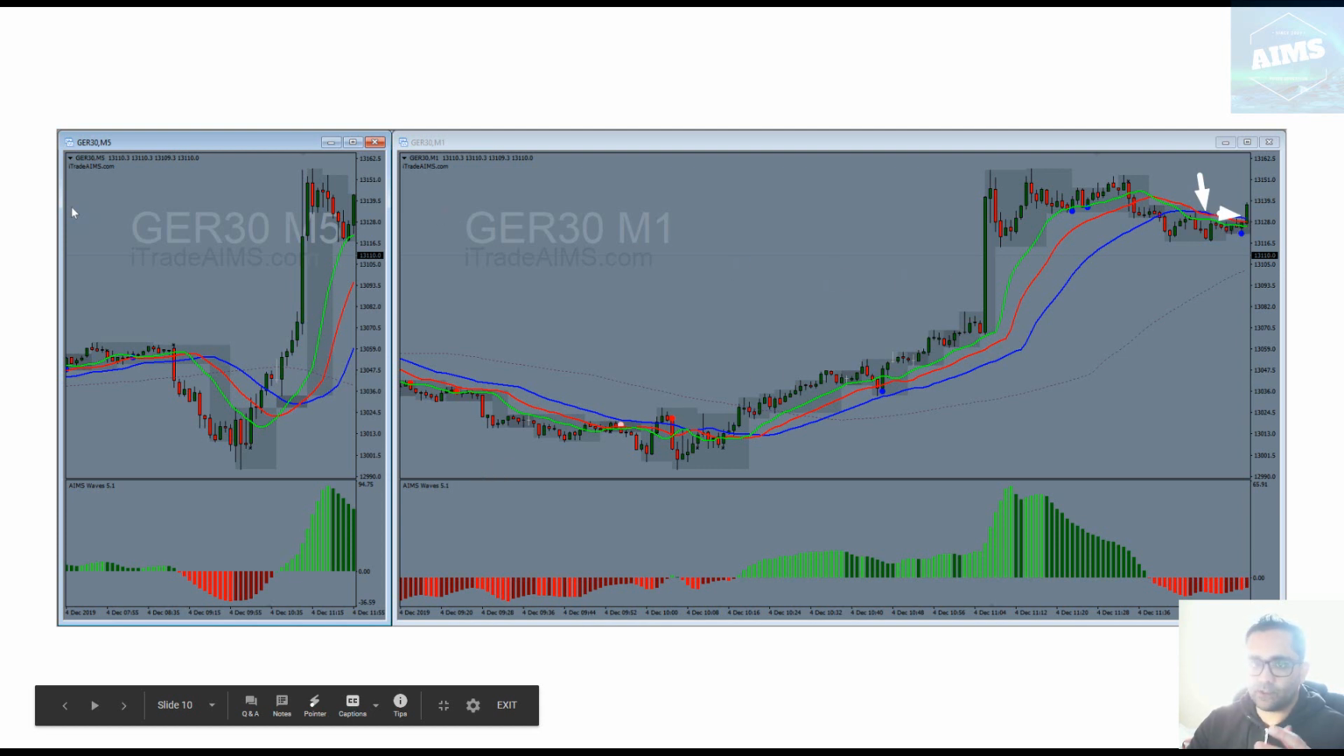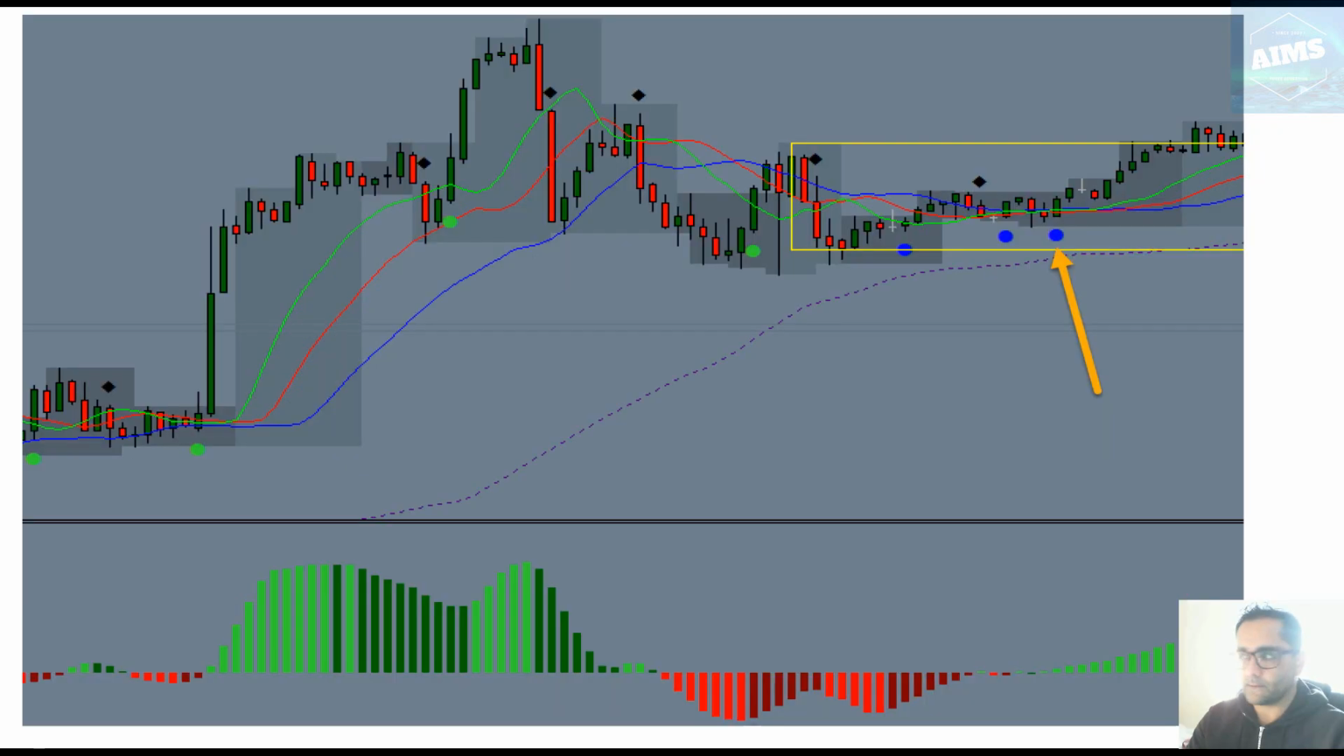And so what is the benefit of it? It allows you to filter your trades with a little bit more accuracy. Now I'll give you another example.